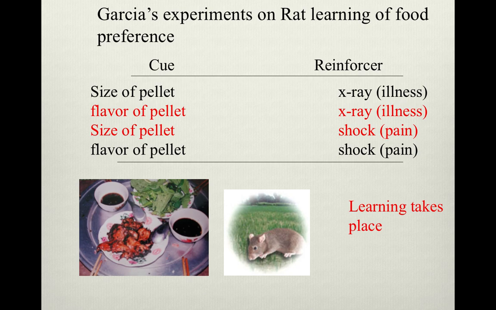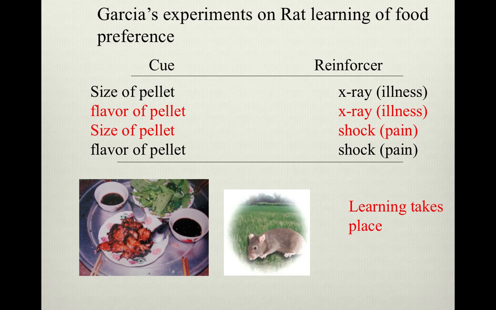And so there were two cues and two reinforcers. The first cue was the size of the pellet, so the actual physical appearance of the food that the rat was being presented. The second cue was the flavor of the pellet, and so this is really how the pellet actually tasted. The first reinforcer was X-ray induced nausea. This is a delayed onset, so it would happen about 3 to 4 hours after the food was consumed, or after the exposure to the X-ray. Of course, the X-ray was given at the time that the food was consumed. The other reinforcer is an immediate electroshock. So, an immediate situation of pain.